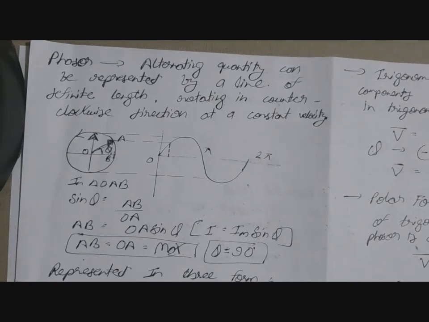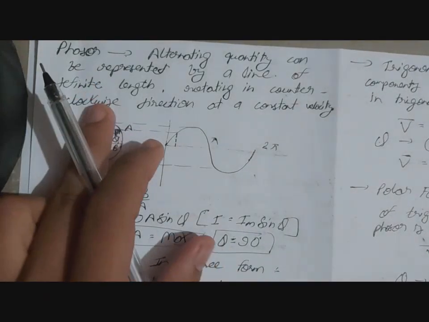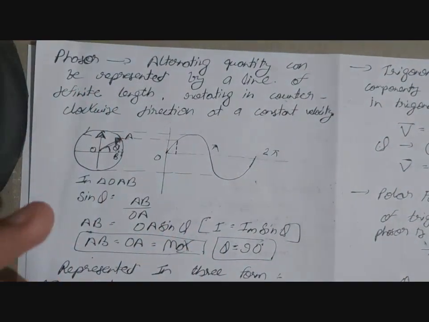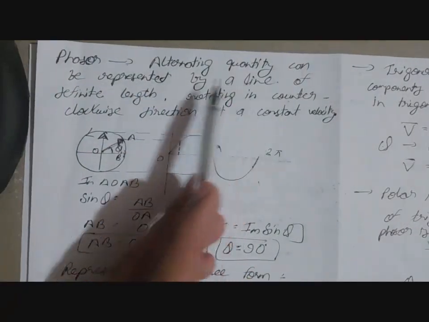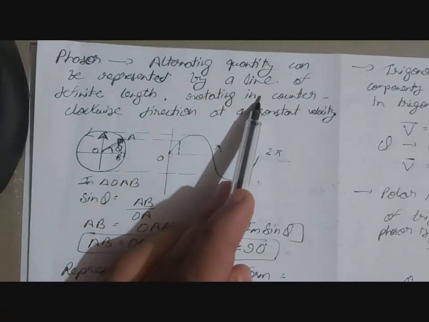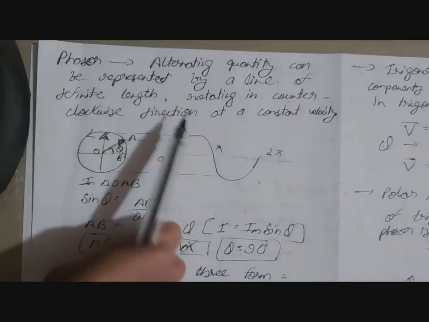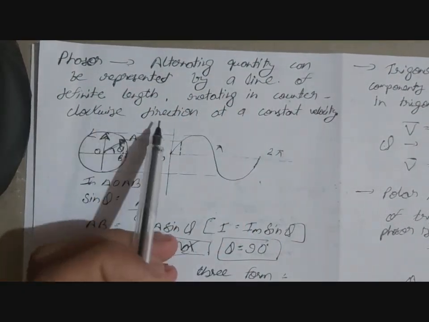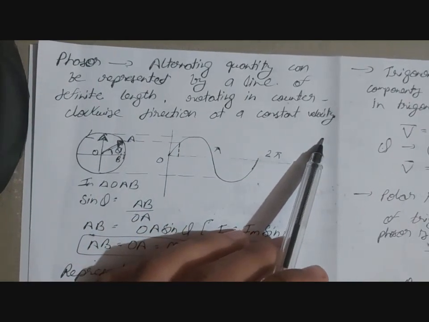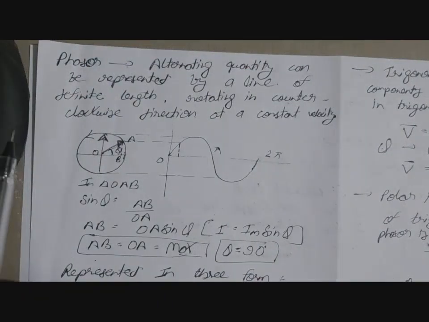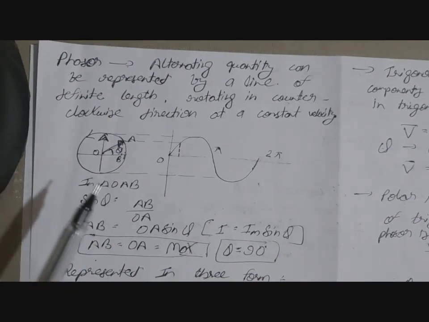In this topic we are discussing in detail about phasors. What are phasors and what kinds of phasors? Phasors: an alternating quantity can be represented by a line of definite length rotating in a counterclockwise direction at a constant velocity. So this we have understood in the previous part.